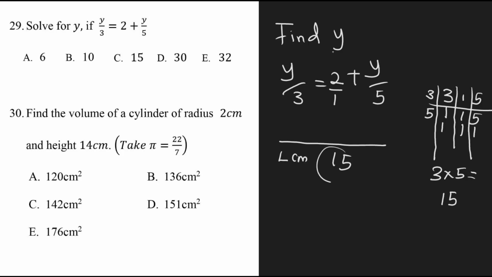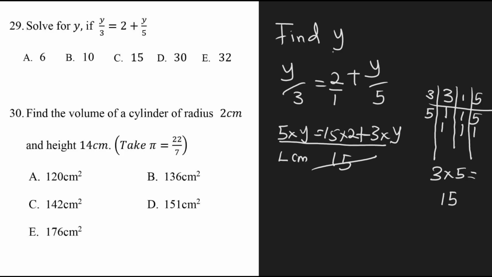We're going to say 15 divided by 3 is what? 5. And 5 times y is 5y. So 5 times y is equal to 15 divided by 1 is 15, and 15 times 2. Then we have our plus now. Then 15 divided by 5 is 3, and 3 times y. So we're going to simply cancel the LCM. Why? Because there is an equality sign. This is another secret you should note.